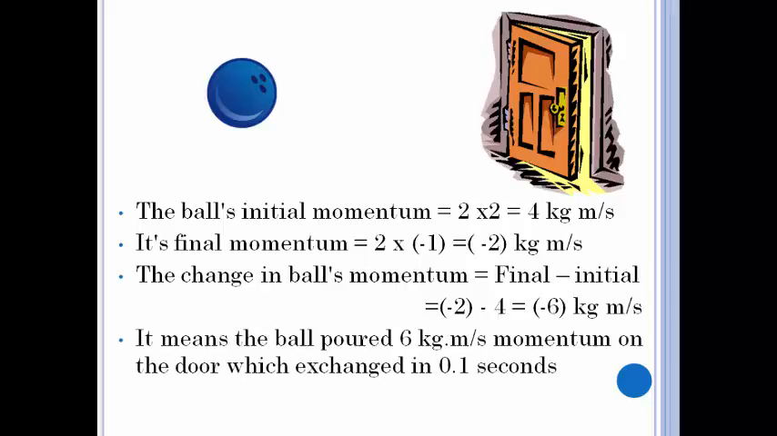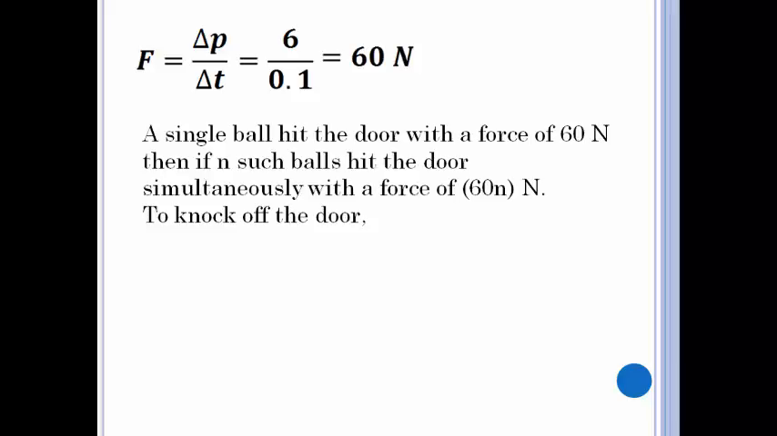It means that the ball imparted 6 kg meter per second momentum on the door, which was exchanged in 0.1 seconds. So now we have the momentum imparted and given time duration, so the force can be calculated as change in momentum upon change in time. Taking only the magnitude, we have 6 upon 0.1, that will be 60 Newton. It simply means that a single ball hit the door with a force of 60 Newton.